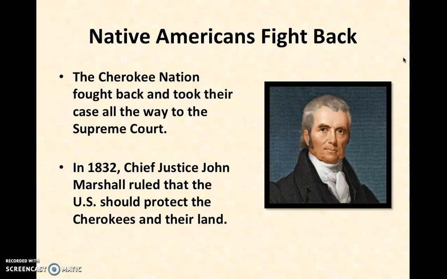So the Cherokee Nation specifically fought back and took their case to the Supreme Court in 1832, and Chief Justice John Marshall, this guy right here, ruled that there should be protected lands for the Indians, that Native Americans should be protected and helped because they live here too.